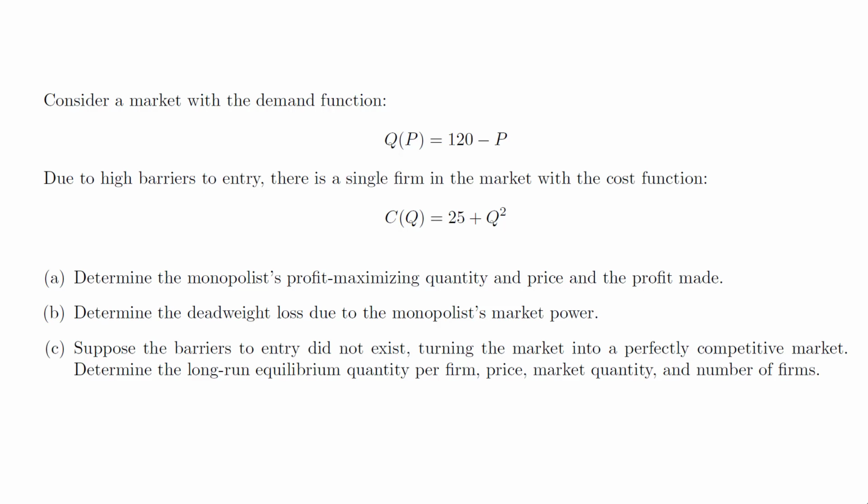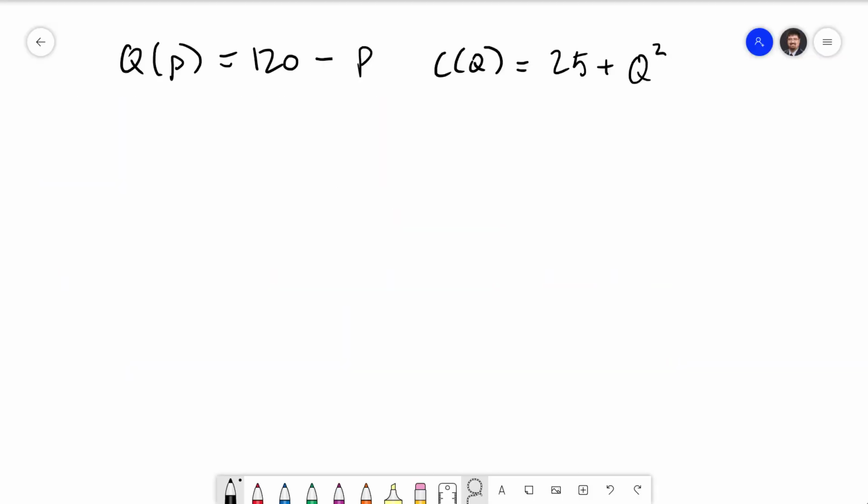Hello everyone. In this video I'm going to solve this exercise covering monopoly and perfect competition. The problem starts in monopoly and then moves into the long run equilibrium in a perfectly competitive market. As always, I recommend you attempt the problem and then come back to watch the solution. The information we are given is the demand function and the cost function.